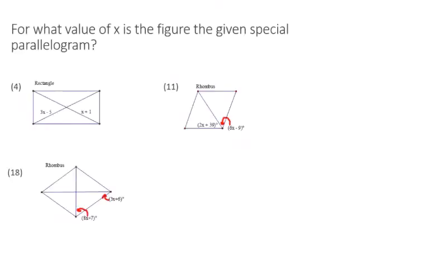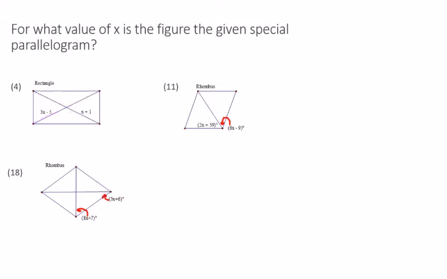All right, so now let's use those theorems to solve some problems here. It says, for what value of x is the figure the given special parallelogram? Okay, so we want this figure to be a rectangle, which is a special parallelogram, right? For this to be a rectangle, the diagonals have to be congruent. That's what we just proved in the last theorem. And so this would have to be congruent to this.